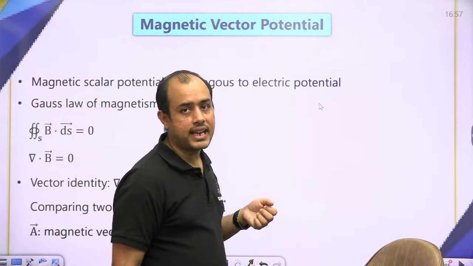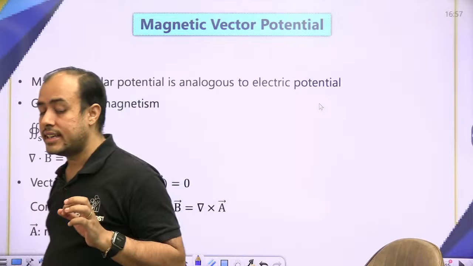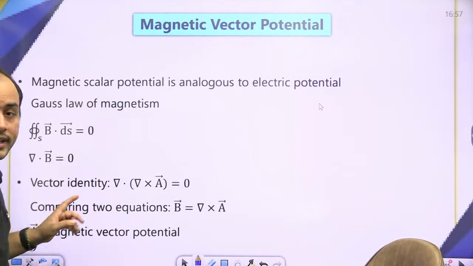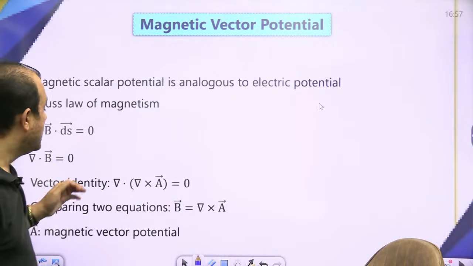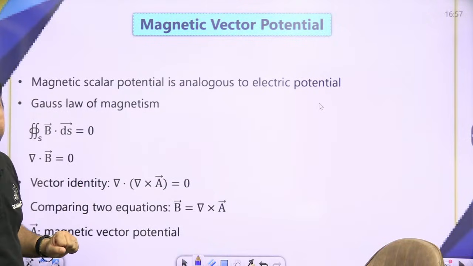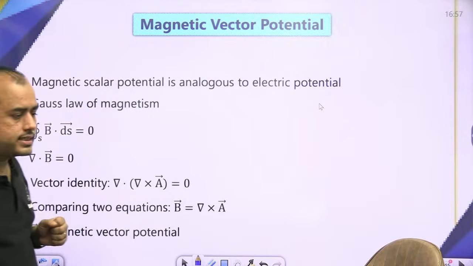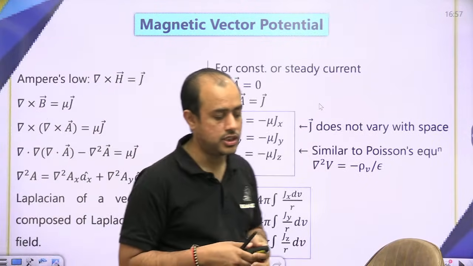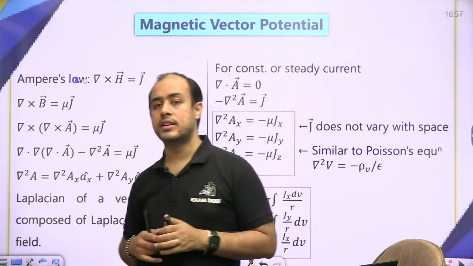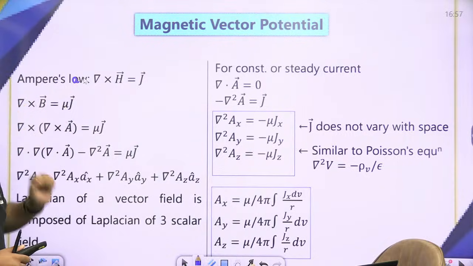So magnetic scalar potential is similar to the electric potential. But magnetism always says one thing, that B is solenoidal, or divergence is zero. Now beta, divergence of curl is always zero. This is a null identity. That means B can be written as del cross A, where A is called magnetic vector potential. So now beta, what is the Ampere's law? Del cross H is J. If you write B, you have to write mu J.